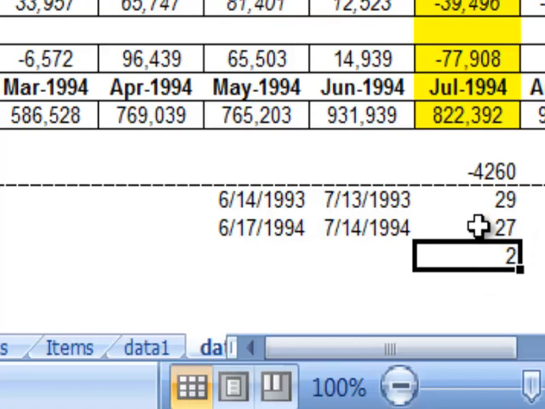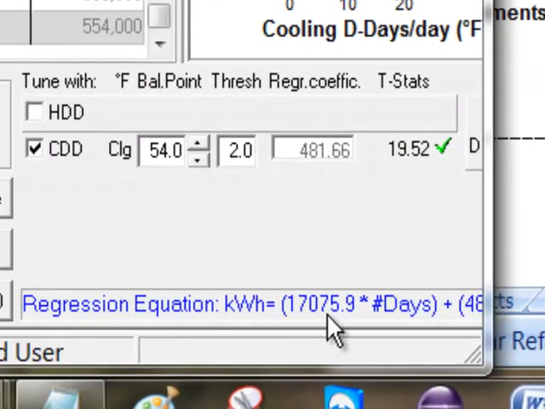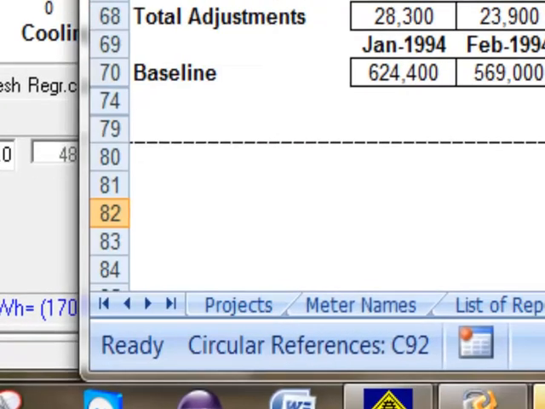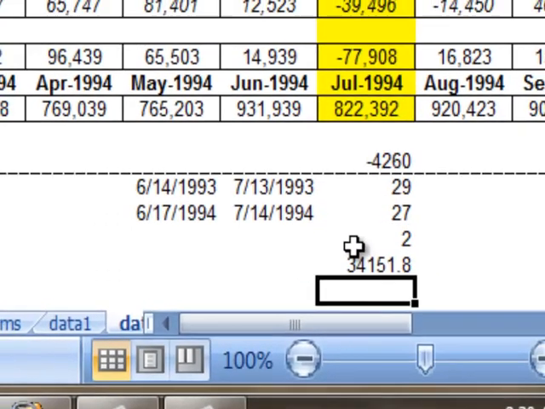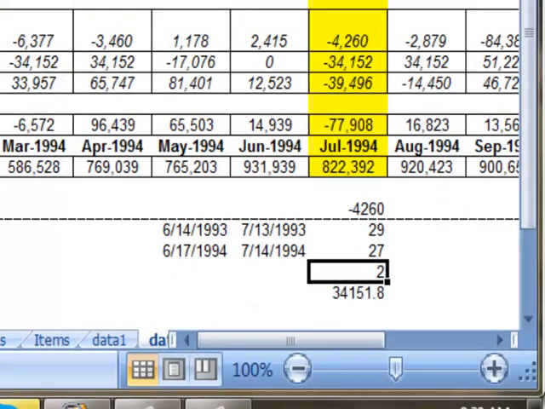So what do we do with this number? Well, if we go look at the regression equation, we can see this 17,075.9 times this. And this number should actually be a negative number, since we have a negative 2 day difference between our reference year and our baseline. So our offset is a negative 34,000, which is what we've got here.